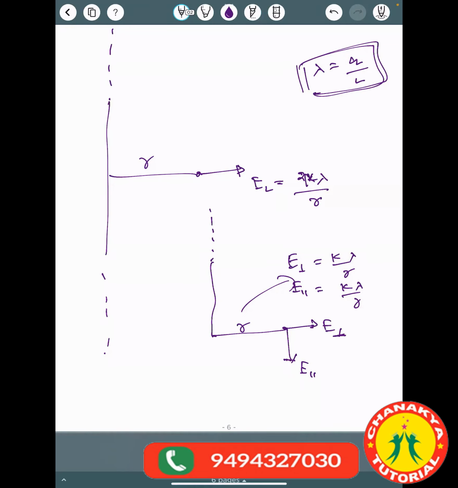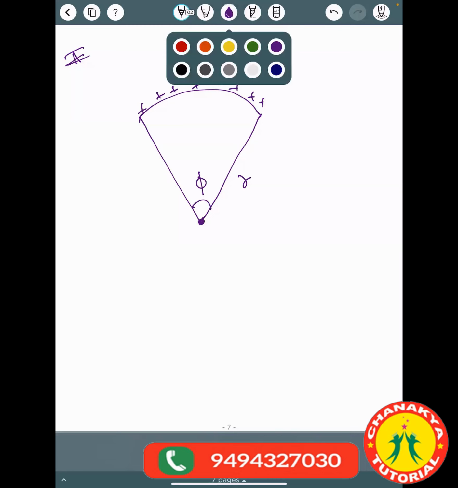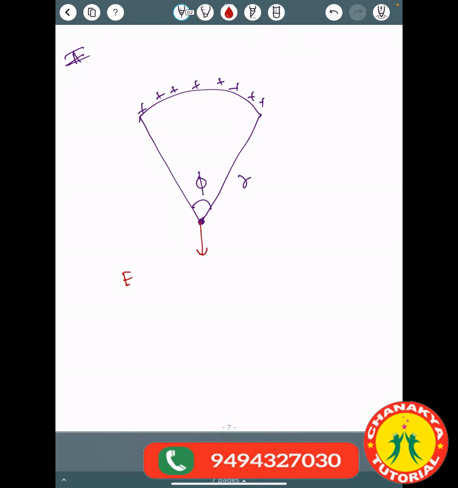One more important formula: if you have an arc of radius r that is positively charged, and we want the electric field at the center, and the angle is phi, then the formula to remember is that the electric field at the center, in this direction, is 2k lambda by r into sine phi by 2, where r is the radius.